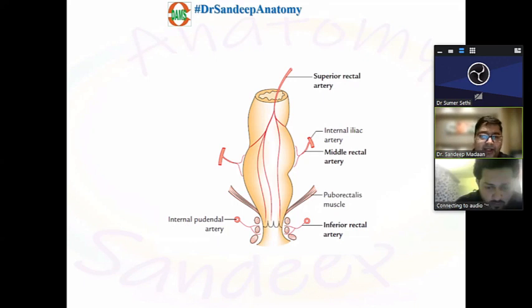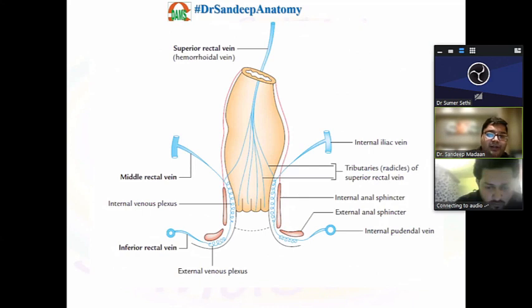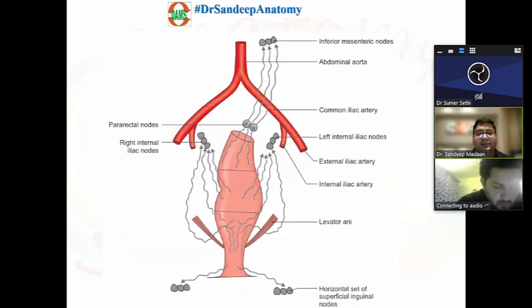But just before that, let me show you the venous drainage here. So we have superior rectal vein, middle rectal vein, and inferior rectal vein. And these radicals of the veins will be making the venous plexuses, okay? So we have internal venous plexus and the external venous plexus. What is the surgical importance? That will be discussed later. But now let me come to the lymphatic drainage, right?